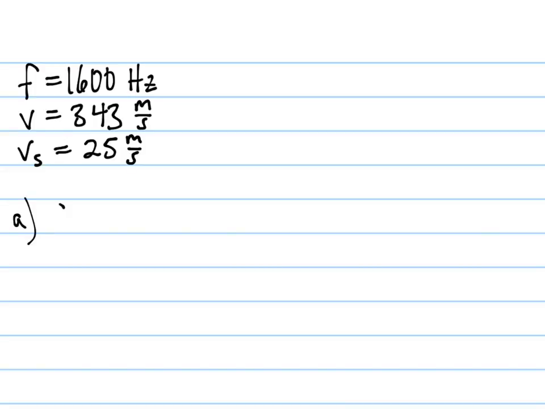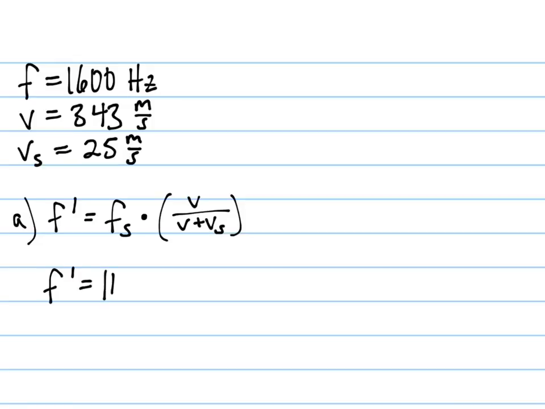So for part A, we can just use our Doppler effect equation. Adjusted frequency equals the frequency of the source times the speed of sound divided by the speed of sound plus the speed of the source, that is. So we go back to our original frequency of 1600 hertz for Fs. And then for the ratio, we're going to have 343 divided by 343 plus 25.